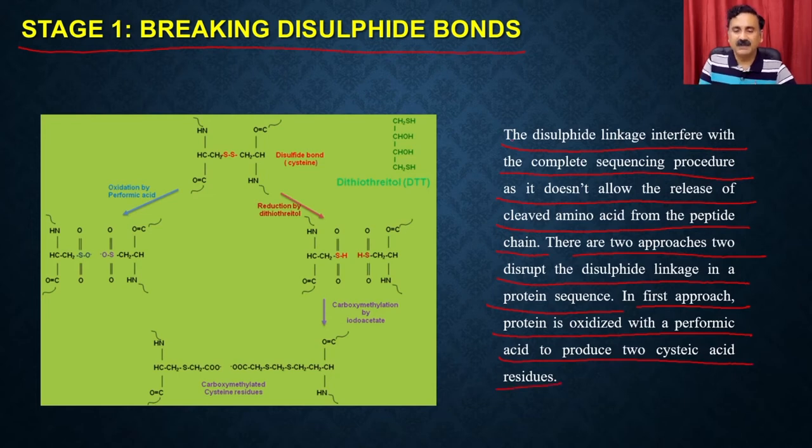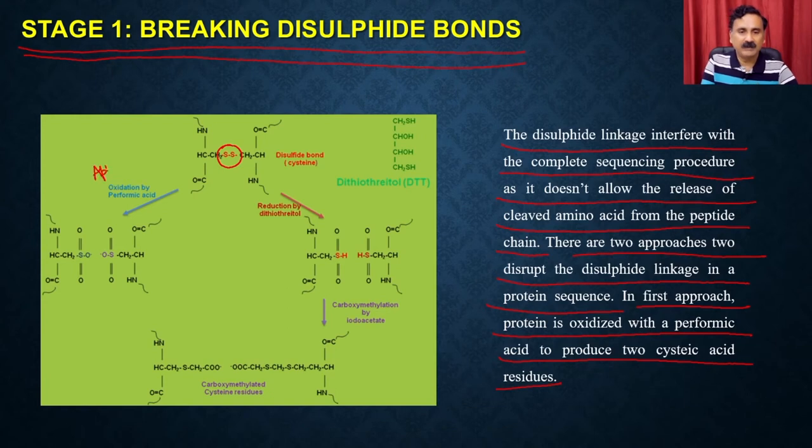So why is there a need to break the disulfide linkages? Because if you don't break them, even if this particular amino acid is labeled and hydrolyzed, it is not going to be released from the main chain, because it is still bound to the main chain through a disulfide linkage. That's why it is important to break the disulfide linkages. So, we have two approaches.